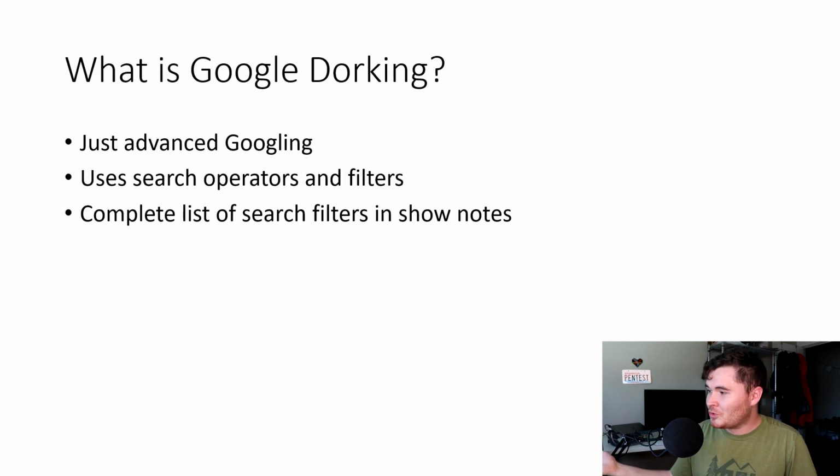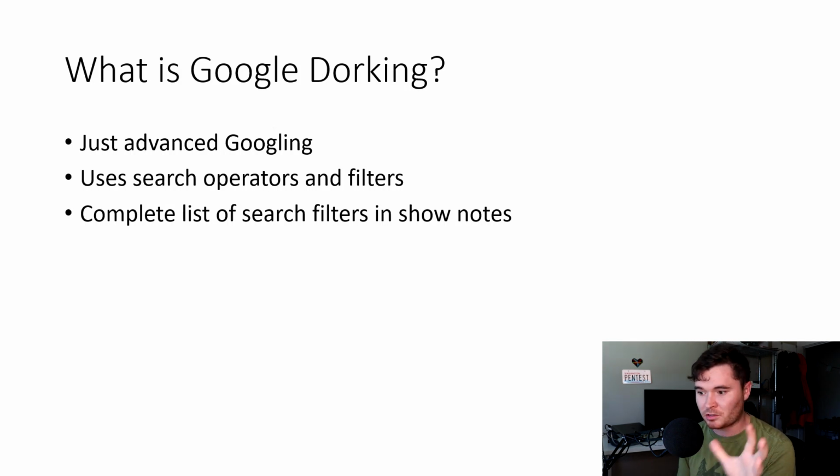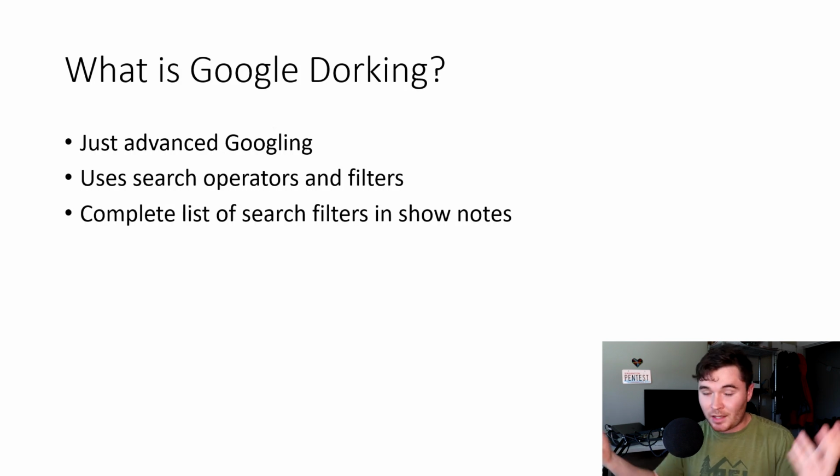So what is Google dorking? It's just advanced Googling. You do your normal Googling, and then there are very specific filters you can use on Google to narrow your results down. So think of it as a shotgun blast brought down to a sniper's shot. And I'll include a complete list of search operators in the show notes, aka my GitHub.